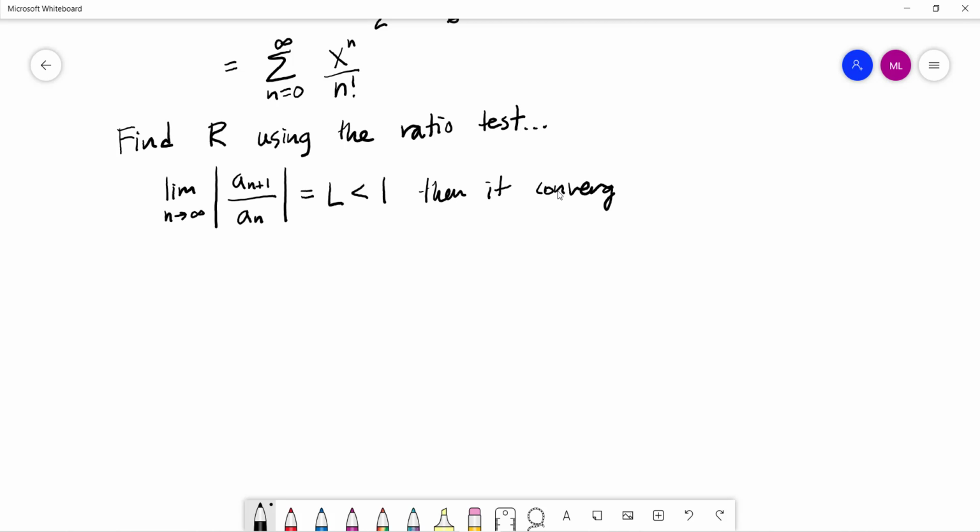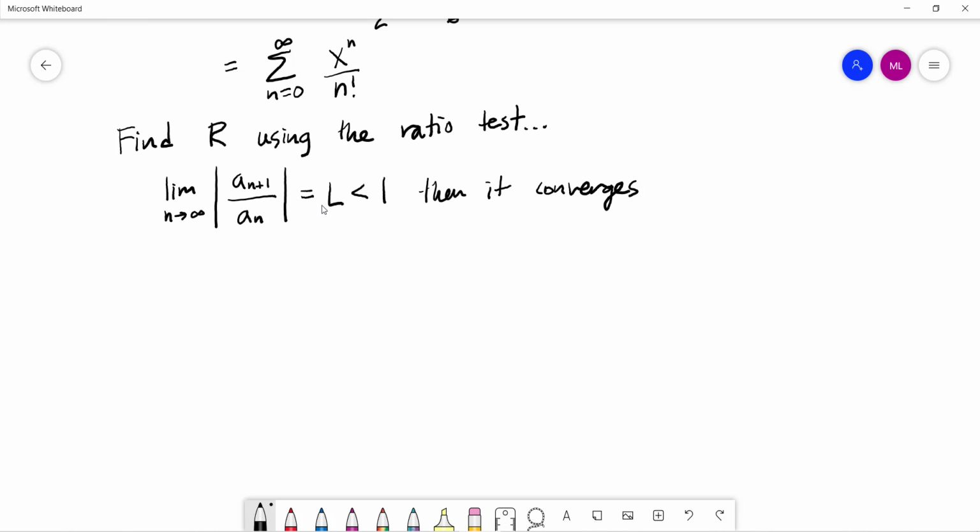And we will just test to try to find basically what values of x allow for this ratio to be less than 1. And if it turns out that it's only one value of x, then the radius is 0. If it turns out it's every single possible value of x, then it has an infinite radius and it converges everywhere. So we'll take a look at that.